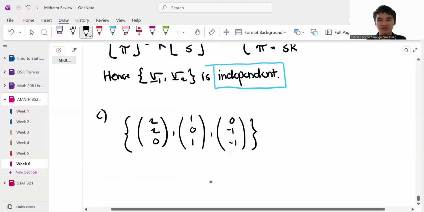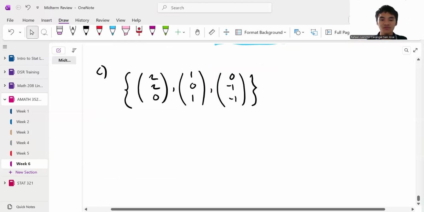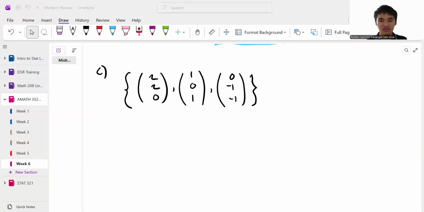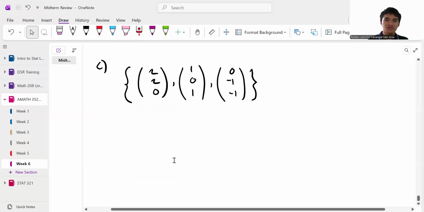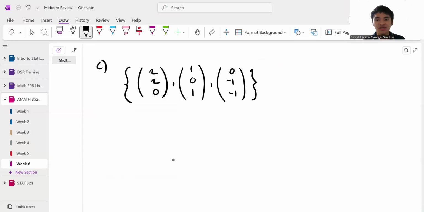And based off of this, do we know the set is dependent or independent? Well, there's one way to find out, right? Let's try the alternate definition. But if we could write one of them as a linear combination of the two, we immediately know it's dependent. If we can't do that, we know it's independent. Okay?